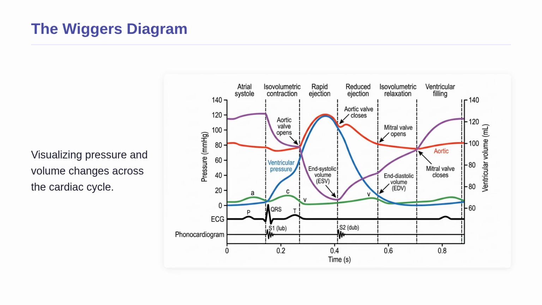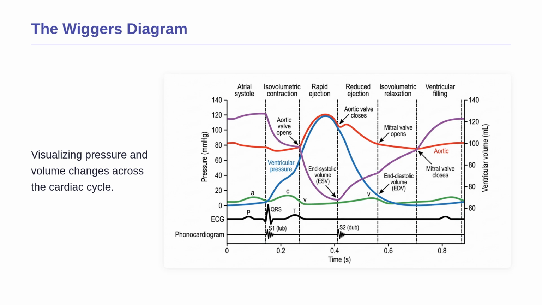Now that we have walked through the 5 phases, let us look at how they all connect visually using the Wigger's diagram. This graph aligns all the mechanical and electrical events of the cardiac cycle over time. On the horizontal axis, we have time in seconds. The top curves show pressure changes.